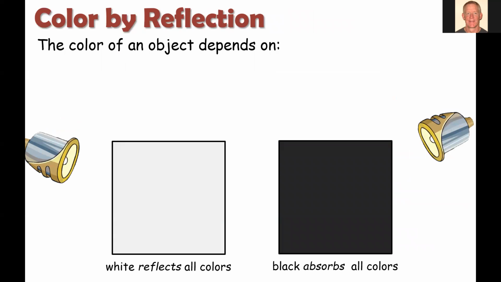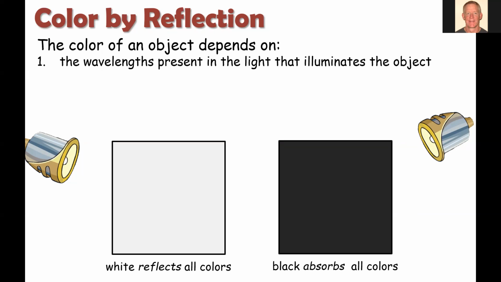Now, let's look at a couple cases of how we actually perceive colors, why things look a certain color, and we're going to look at color by reflection. So the color of an object that we see when light shines on it and then reflects is dependent on a couple things. First, the wavelengths present in the light that illuminate. In other words, what color is the light, or what colors are included in the light that is shining on it? The second criteria is what wavelengths are going to be absorbed by the object.